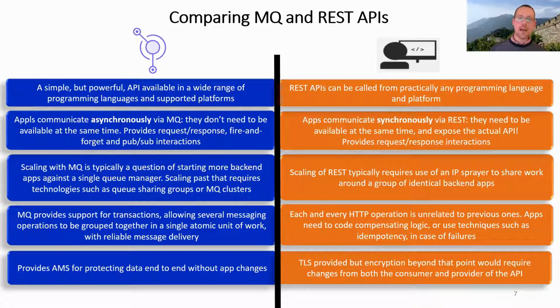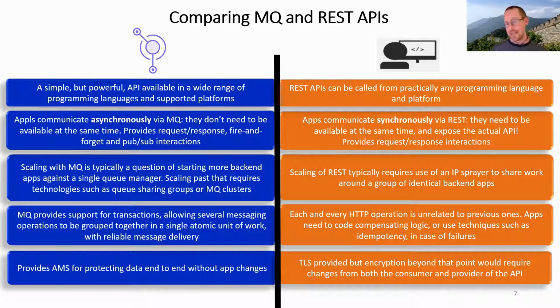Scalability with MQ comes in two parts. Typically, you have a choice of either scaling the back-end service providing application by starting up more instances of that application against a single queue manager. And then there comes a point where that single queue manager becomes a bottleneck, in which case you start to shard out messaging amongst a set of queue managers, and you can do that via queue sharing groups or MQ clusters. And there's a whole load of technology built into MQ and its clients that provide that capability.